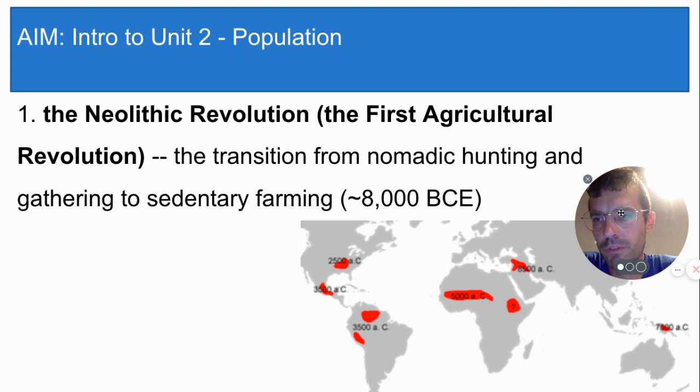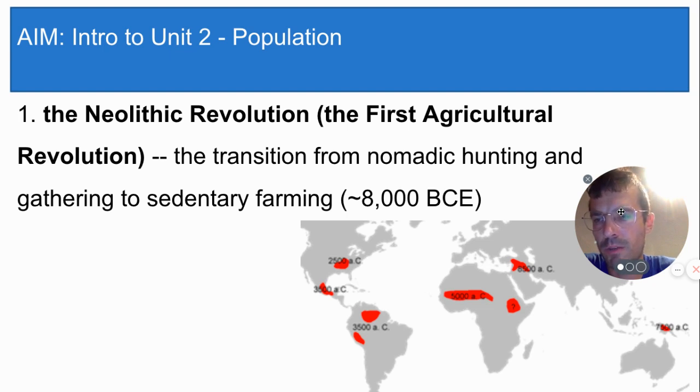The Neolithic Revolution started about 10,000 years ago, or 8,000 BCE, when hunter-gatherers in different parts of the world learned to domesticate animals and grow their own food. And when they learned to grow their own food, they stopped being hunter-gatherers and developed sedentary communities based on farming. Sedentary means that they stayed in one place.